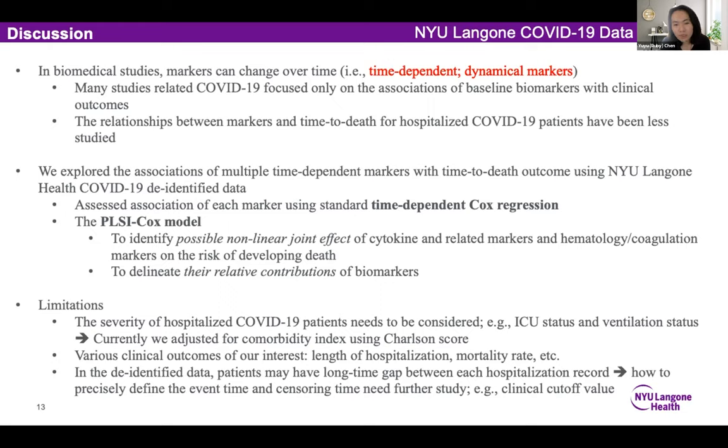There are some limitations we cannot avoid in the study. First of all, the severity of hospitalized COVID-19 patients needs to be considered, for example, ICU status and ventilation status. Currently we only adjusted for the comorbidity index using the Charlson score. Secondly, there is a variety of clinical outcomes of interest, but here we're only considering mortality in this study. Other than that, there are also length of hospitalization, mortality rate, et cetera. And lastly, in the de-identified data, patients may have a long time gap between hospitalization records. So how to precisely define the event time and censoring time needs further study. And we're still discussing what the right clinical cutoff value is here.